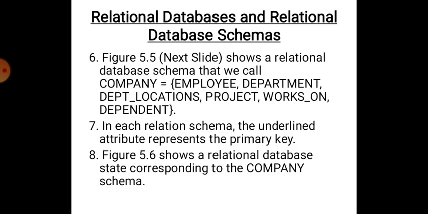Figure 5.5, which is available in the next slide, shows a relational database schema that we call company. So students, here the relational database schema is company and the relations in that schema are employee, department, department locations, project, works on and dependents. So these are various tables in the company database. Students, you should understand relation as a table. Point number 7. In each relation schema, the underlined attribute represents the primary key.